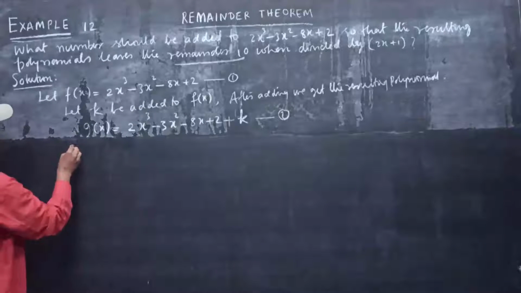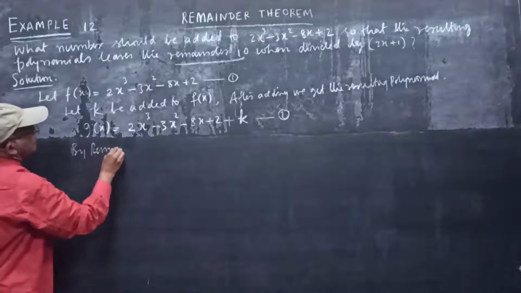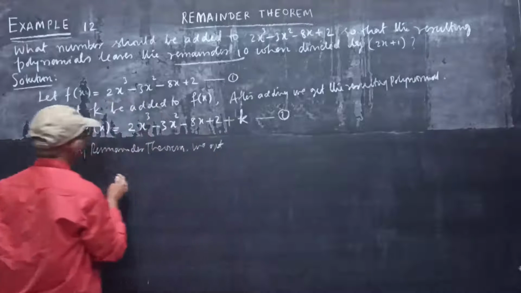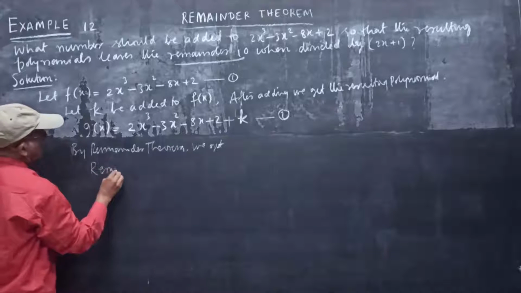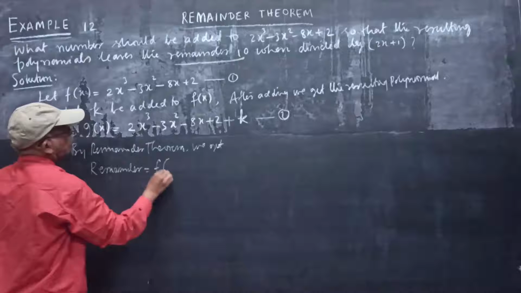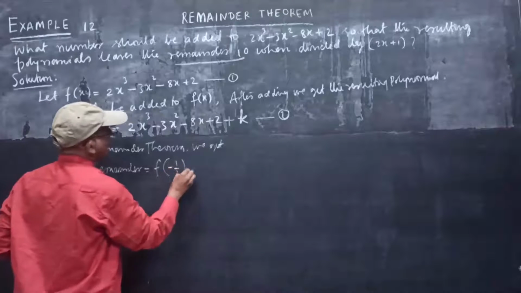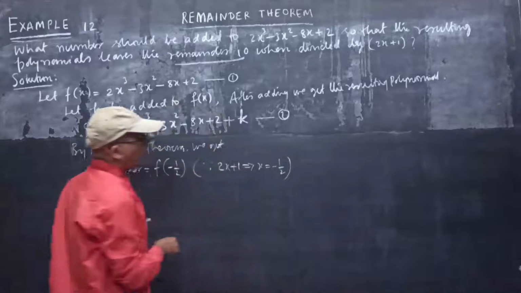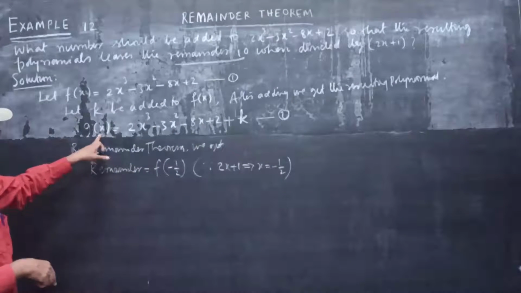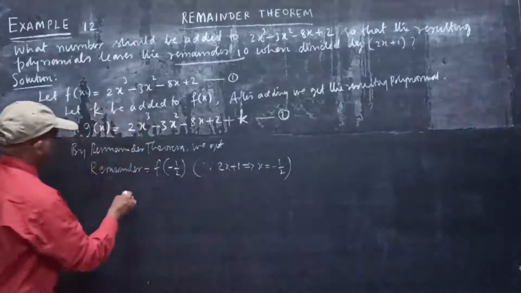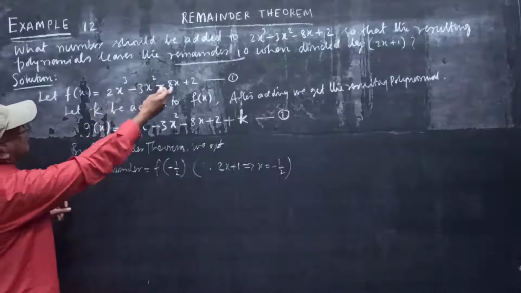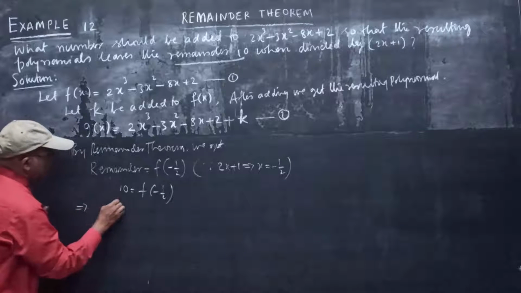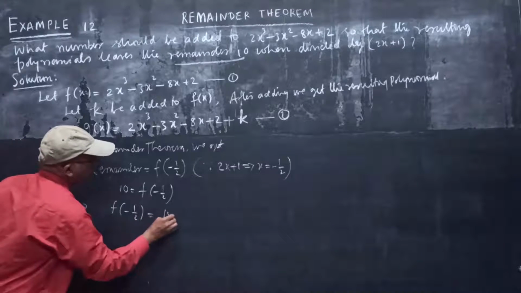Now we shall apply the remainder theorem. By the remainder theorem, we get remainder is equal to f of minus 1 by 2, because 2x plus 1 implies x is equal to minus 1 by 2. So we should obtain the value of the polynomial at x is equal to minus 1 by 2. Now, the remainder is given in the problem. Remainder is 10, so 10 is equal to f of minus 1 by 2. This implies, conversely, f of minus 1 by 2 is equal to 10.